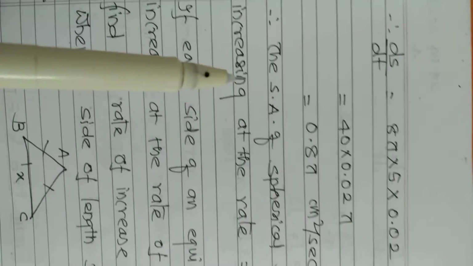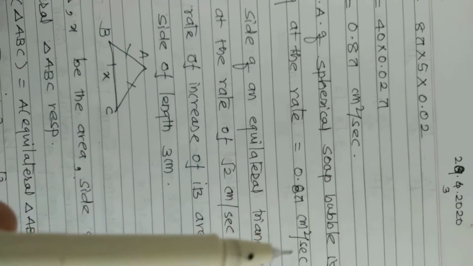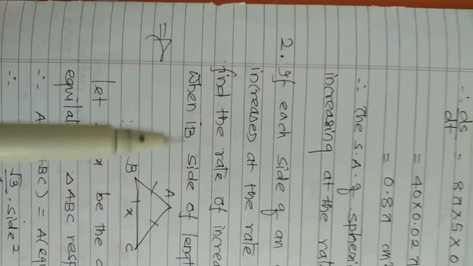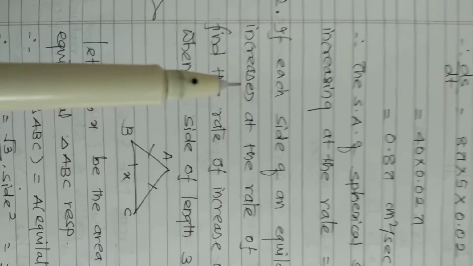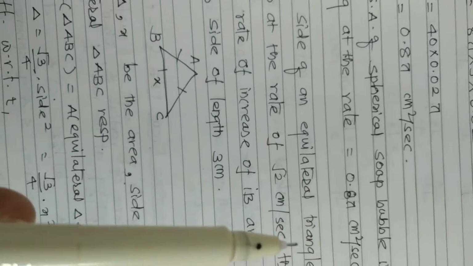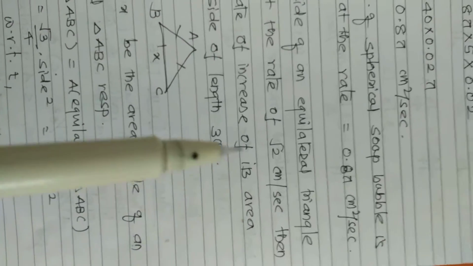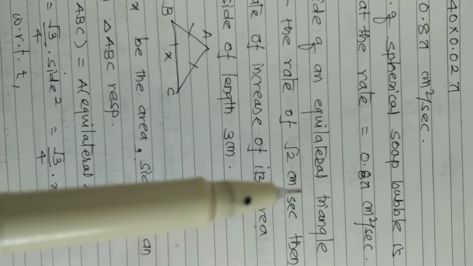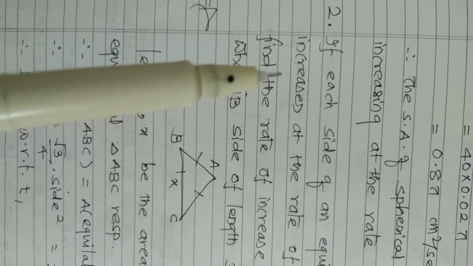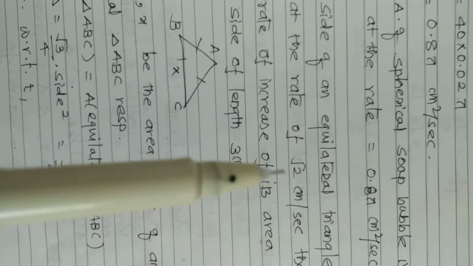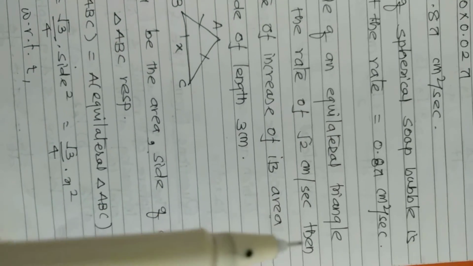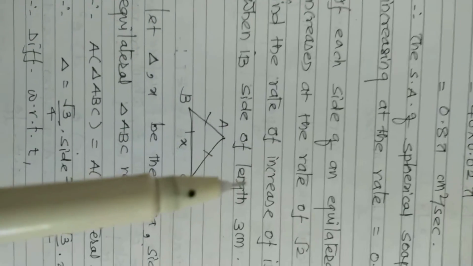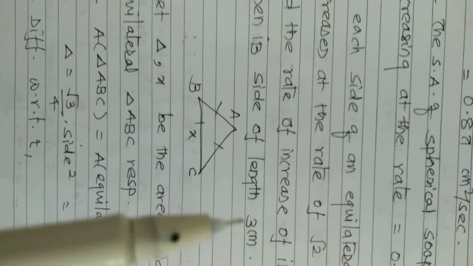So finally we can write that the surface area of the spherical soap bubble is increasing at the rate of 0.8 pi centimeter square per second. Now the second example we have to consider: if each side of an equilateral triangle, we know each angle is 60 degree and each side is one and the same, increases at the rate of root 2 centimeter per second, then find the rate of increase in its area when its side is of length 3 centimeters.